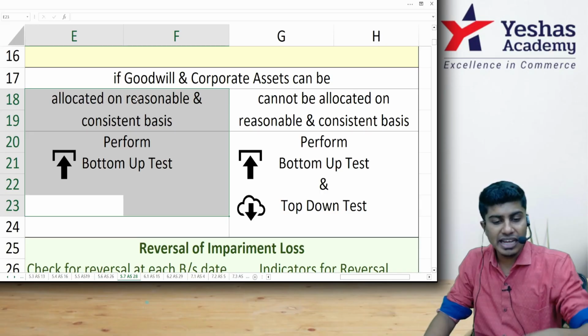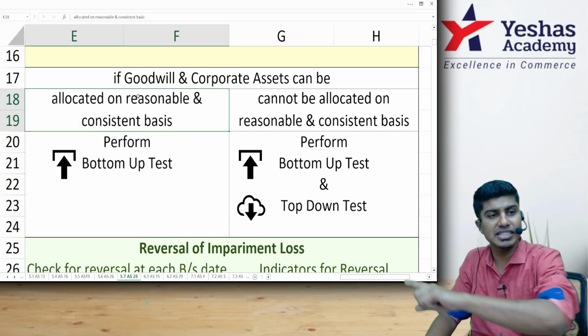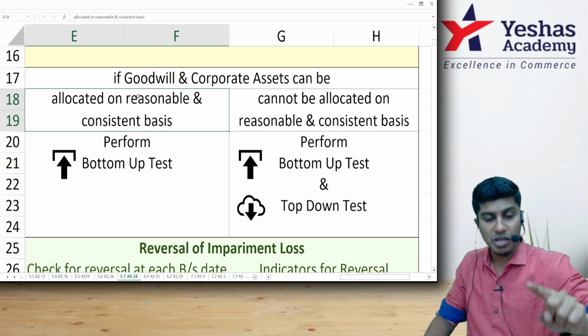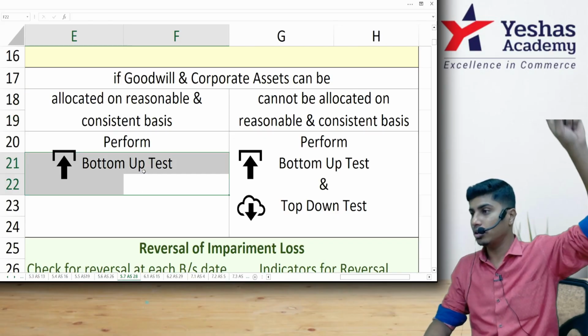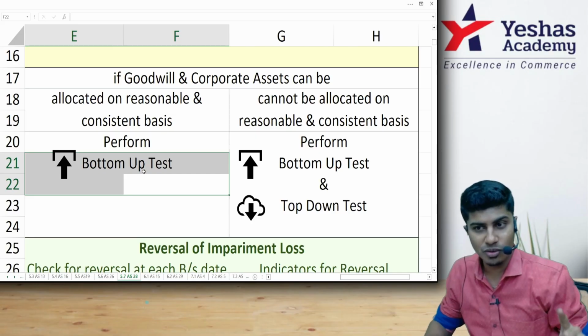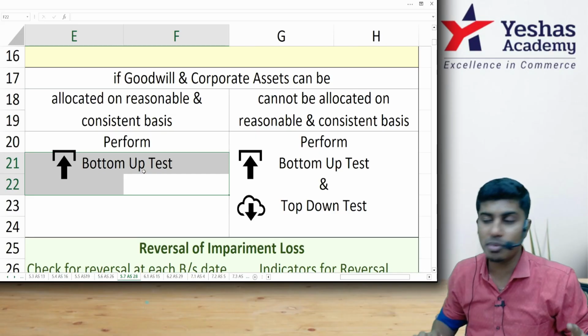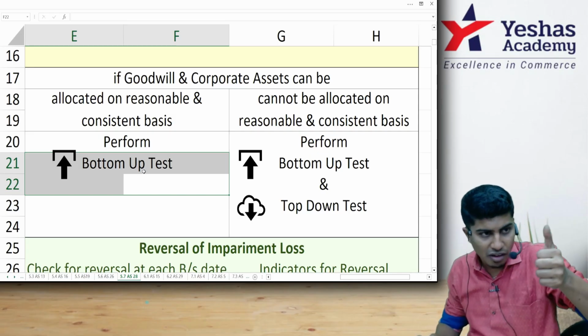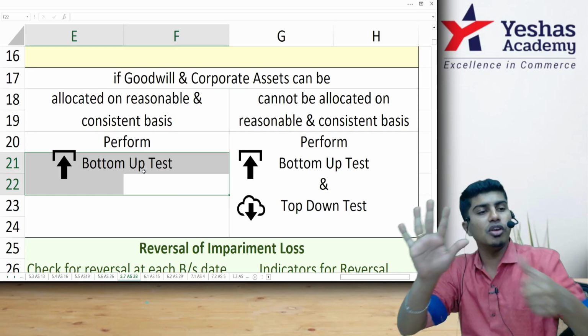Very easy. It can be allocated on a reasonable and consistent basis. RCB. That is the bottom up test. You get what I'm trying to tell? What if there is no reasonable and consistent basis? Meaning this goodwill of 30 cannot be allocated to any of these assets.